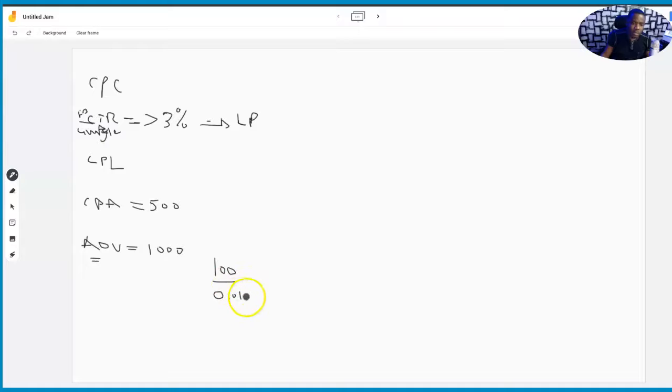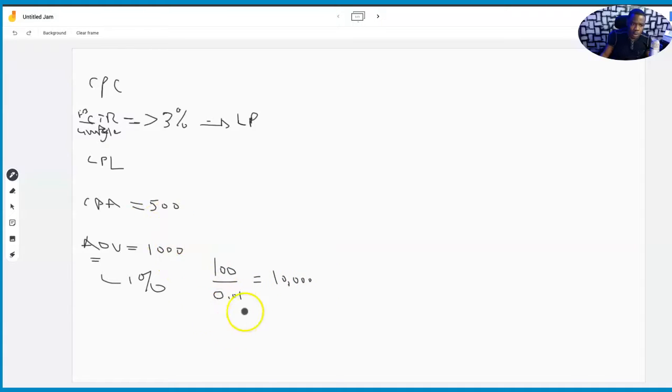0.01. This right here will give me 10,000. 1% of this 3% of the people that click through to my landing page are converting. So the 100 customers that I want divided by that 1% means I need 10,000 clicks on my landing page to convert, to ensure that I make that money.